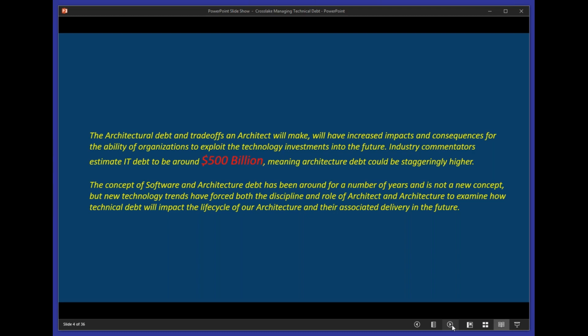So again, not a new concept, but some of the changes that we see around methodology and approaches to creating our architectures are driving some different considerations, specifically around how you automate the ability to manage technical debt more efficiently within an organization.